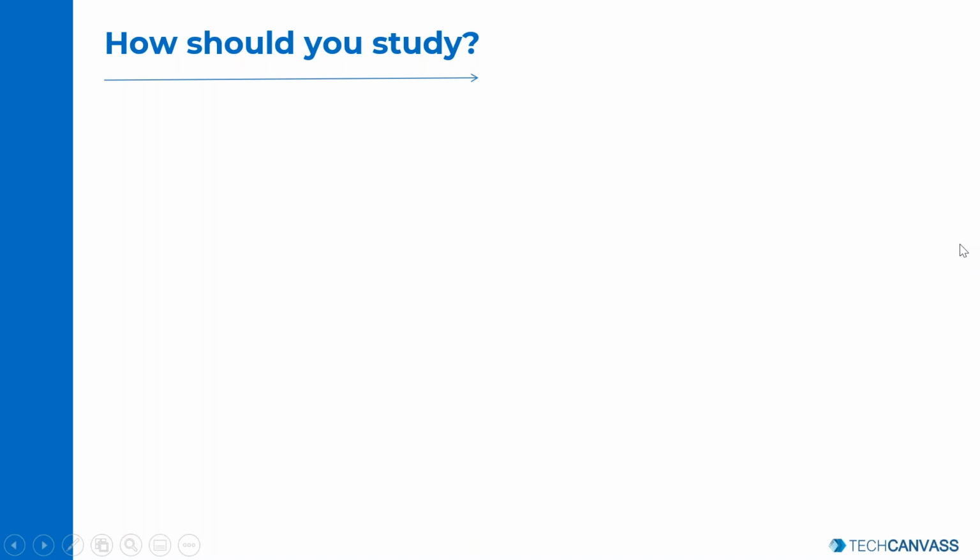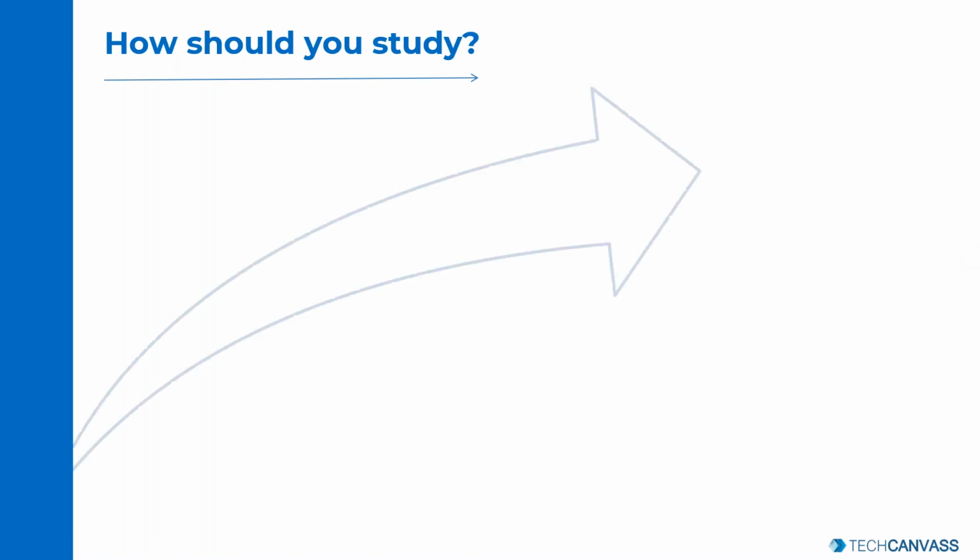Next one. How should you study? I think this is something where we get into the approach that we take. It's kind of a step-by-step approach. The first thing you should do is go through BABOK. Forget about the training from Techcanvass and whatever else once you are done. Then you go through BABOK. Even if you have the material, go through BABOK first and make your own notes.